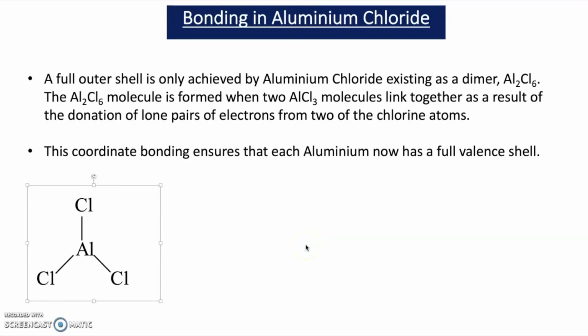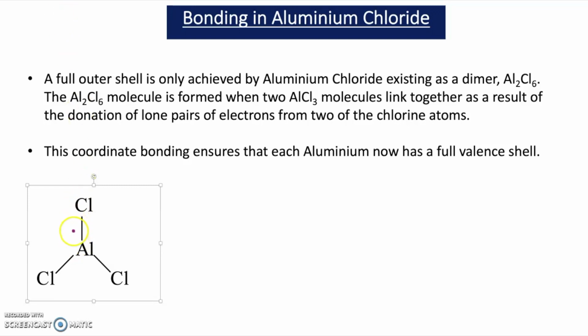Now, aluminium chloride can achieve a full outer shell if it exists as a dimer, Al2Cl6. The dimer is formed when 2 AlCl3 molecules link together as a result of the donation of lone pairs of electrons from 2 of the chlorine atoms, 2 dative bonds.